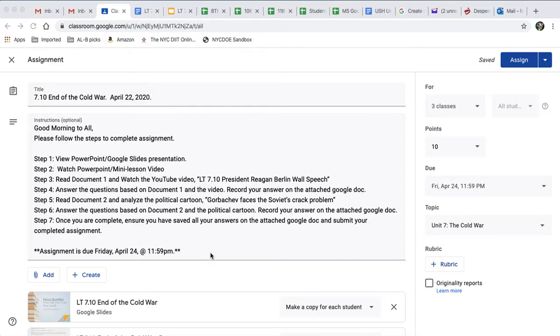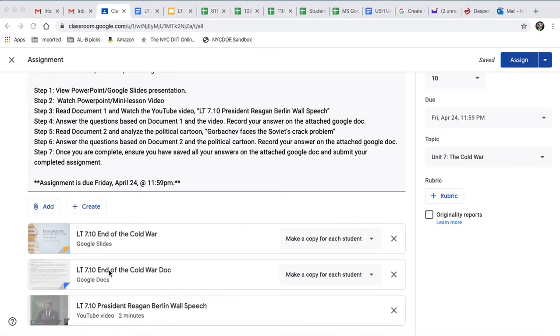If you move down here, there is a second video that you're able to access, and that would be this one that you're listening to. But you have three things here. You have the Google Slides of the PowerPoint presentation. You have the Google Docs, which is the assignment itself, where you have your documents to work on and the questions you have to answer.